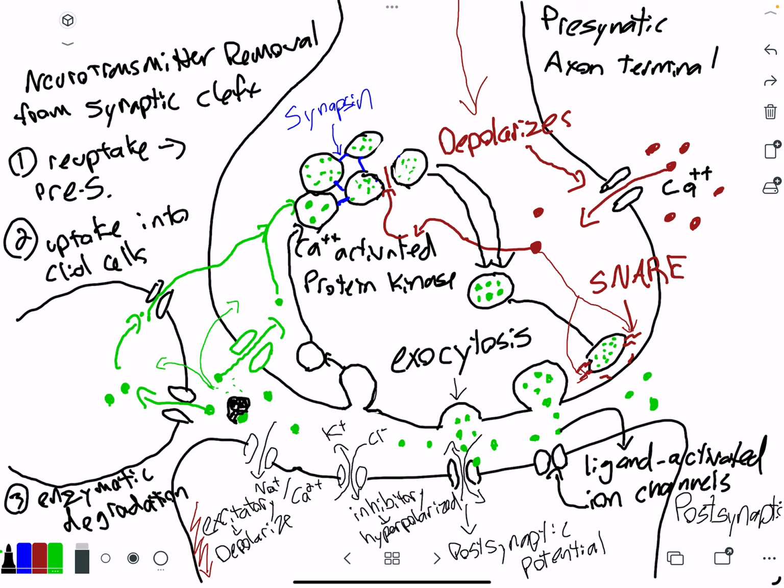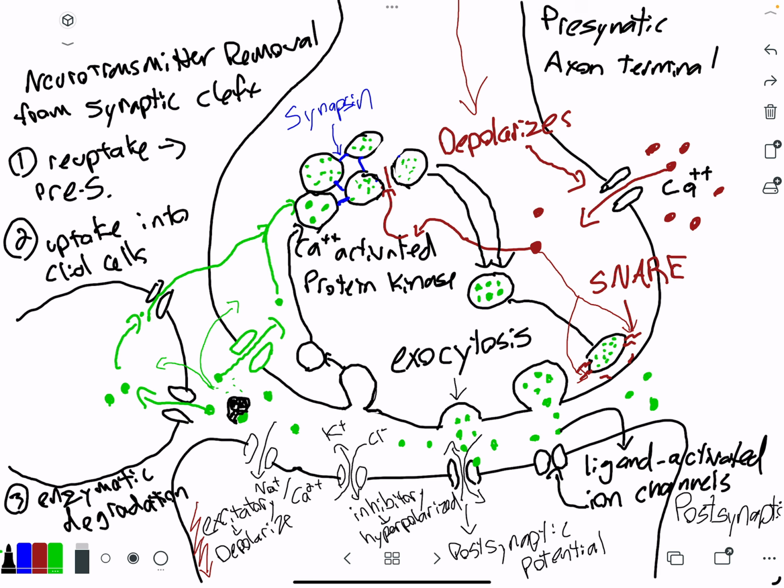If the receptor proteins are potassium or chloride, and they open, then that'll cause potassium to leave, going down its concentration gradient, or chloride to come into the cell, moving down its concentration gradient. And this would cause an inhibitory response or a hyperpolarized potential. The postsynaptic cell will become more polarized, making it less likely for an action potential to be fired.